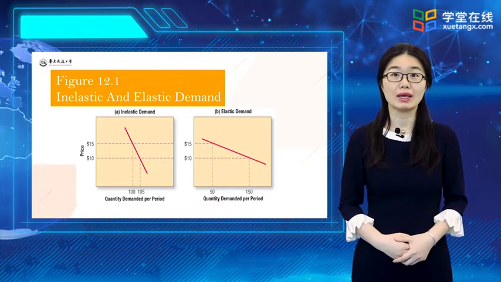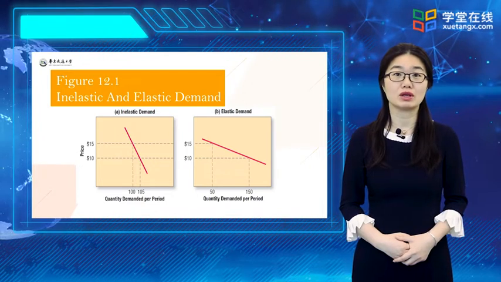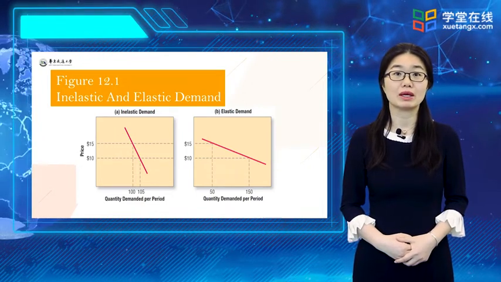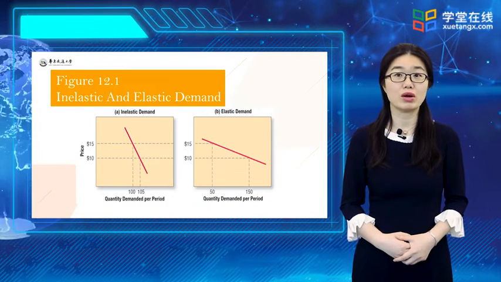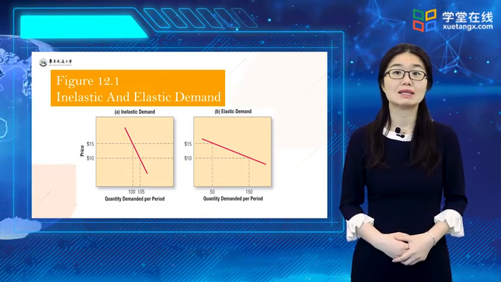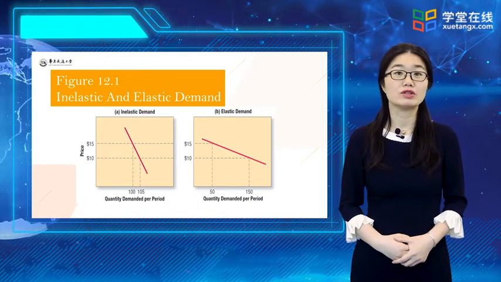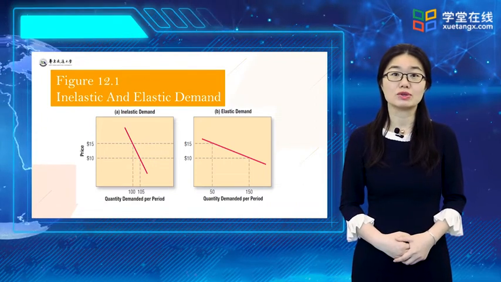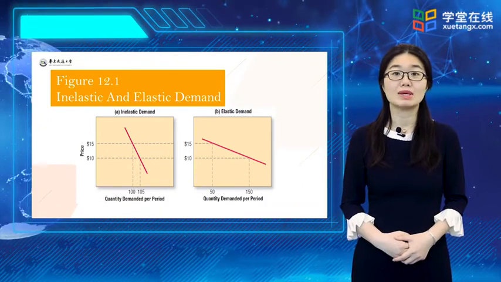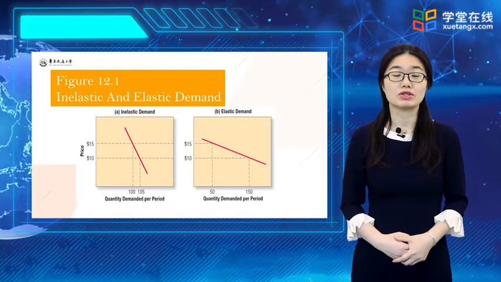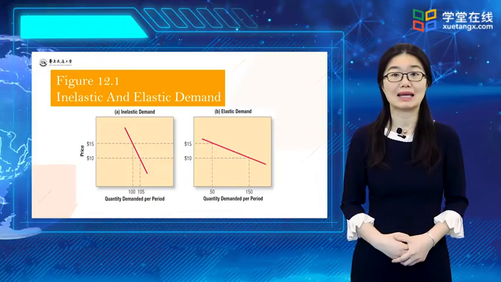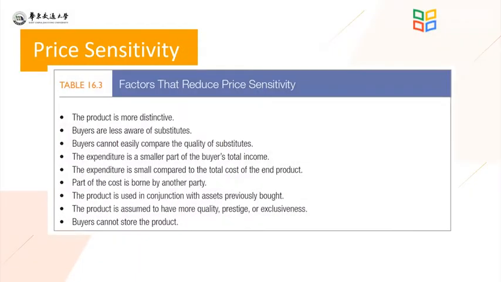In demand curve A, a price increase from $10 to $15 leads to a relatively small decline in demand, from 105 to 100. In demand curve B, the same price increase leads to a substantial drop in demand, from 150 to 50. If demand hardly changes with a small change in price, we say it is inelastic. If demand changes considerably, it is elastic. Companies prefer consumers who are less price sensitive. Table 12.3 lists some characteristics associated with decreased price sensitivity.